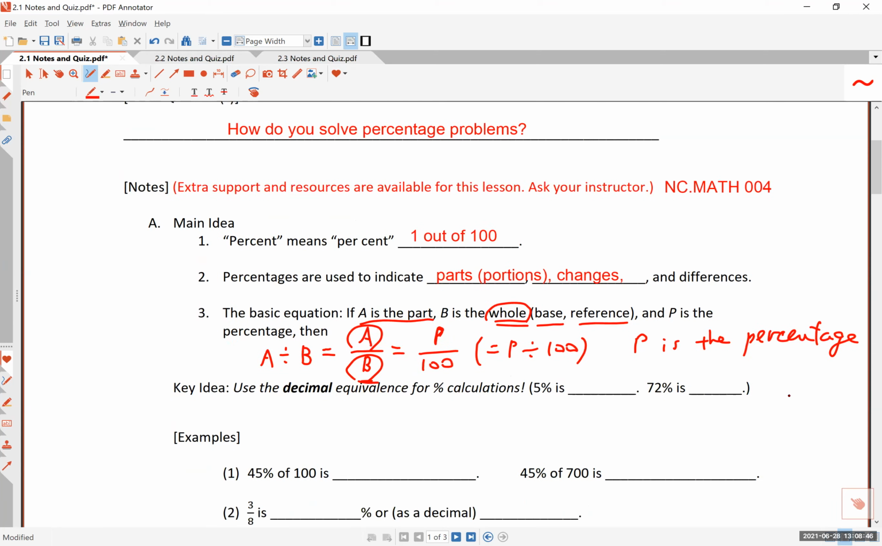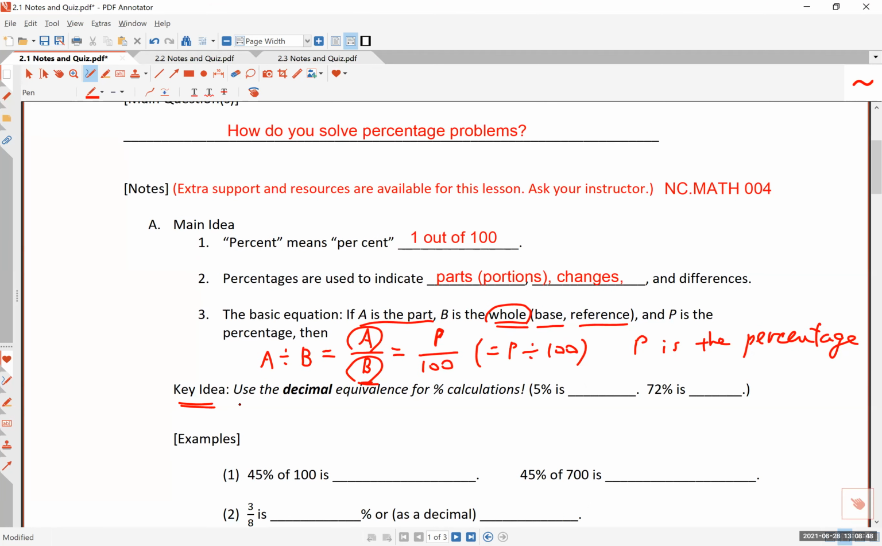Now, having said this, the key idea is this: do not use this number P percentage as is. Use the decimal equivalent for percentage calculation. So for instance, when you say 5%, that is 0.05. What you have to do is divide the number in front of the percentage sign by 100. 5 divided by 100 is 0.05.